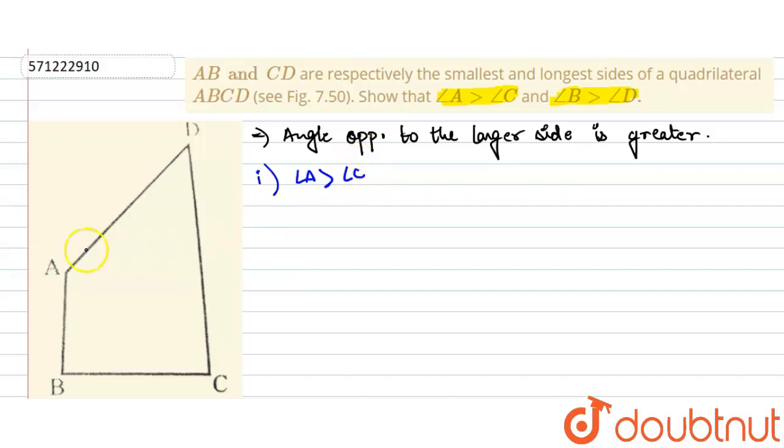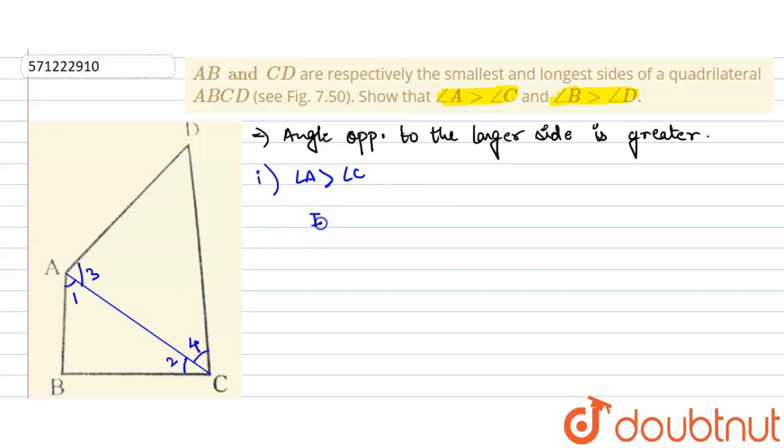So for doing that, we need to connect. We will draw a line and connect A and C. Now I will name these angles as well. So let's say this is angle 1, this is 3, this is 2, and this is 4. Let's say these are the names of the angles.